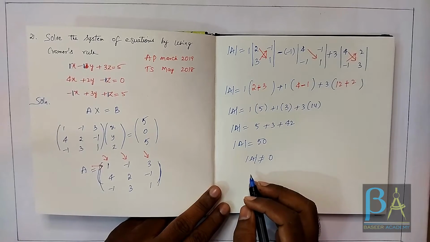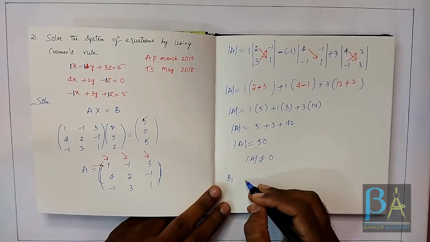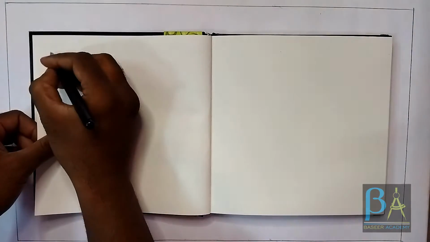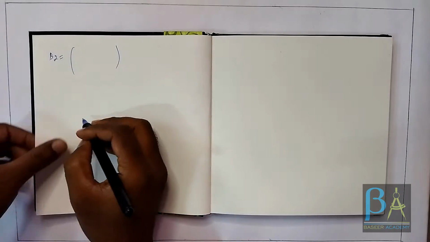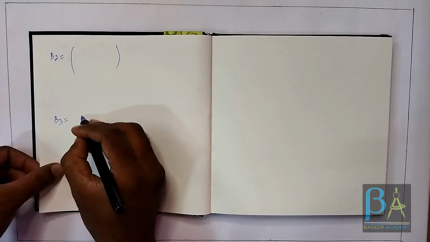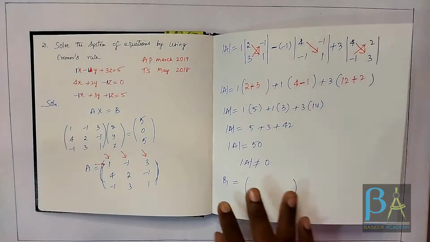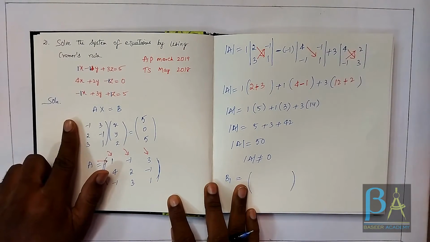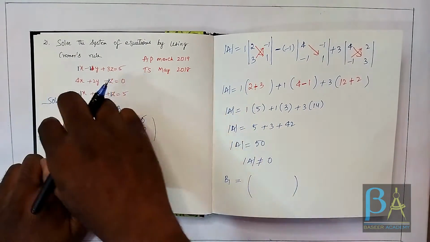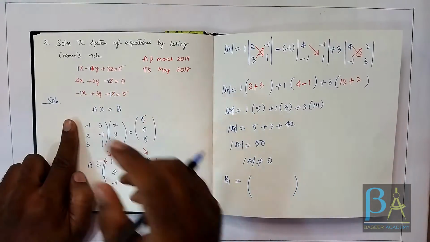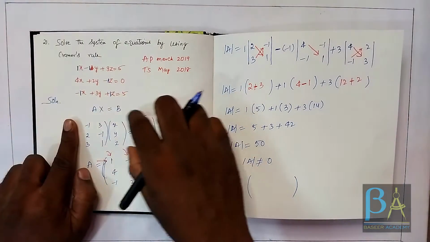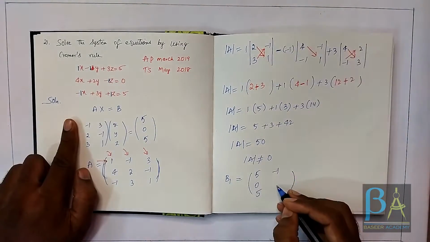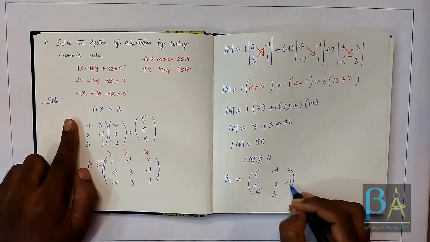Now, what do I do now? We find out the matrix B1 and we find out the matrix B2, and then we find out the matrix B3. How are we supposed to find these matrices? For finding B1, you are supposed to replace the first column with 5, 0, 5, your matrix B. So in place of the first column, I'm going to write 5, 0, 5 here. The rest of the two columns you are supposed to write down as they are: minus 1, 2, 3, 3, minus 1, 1.